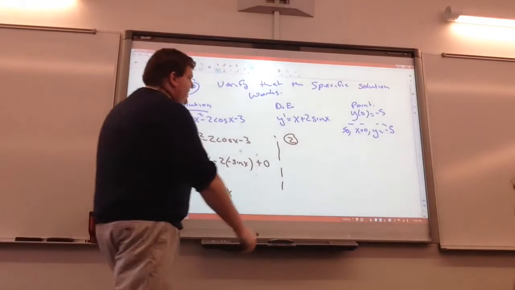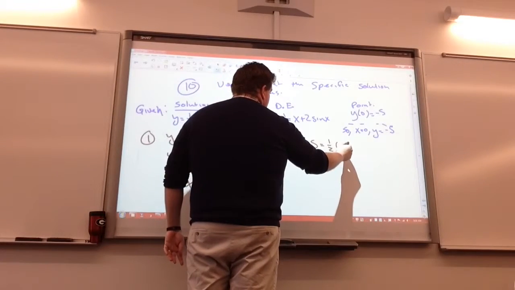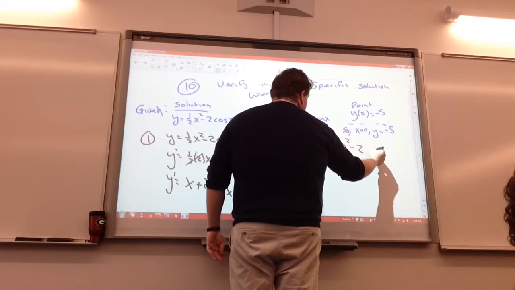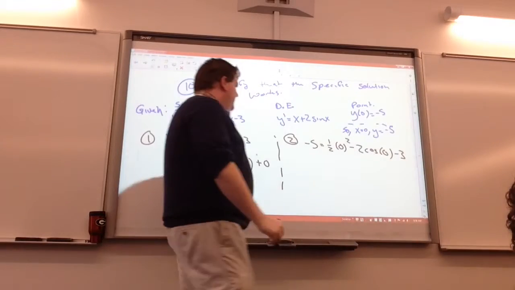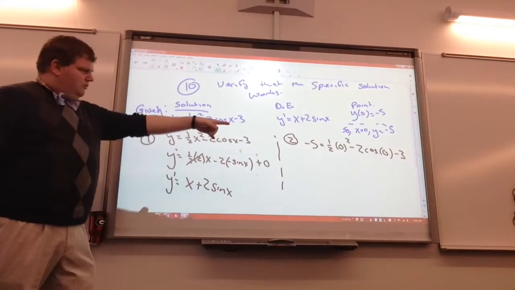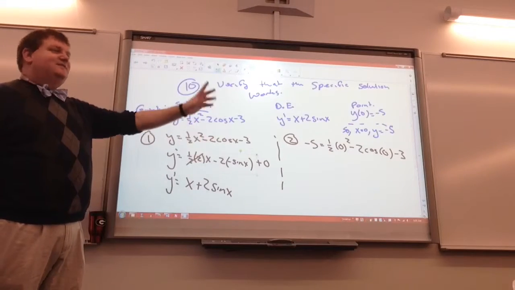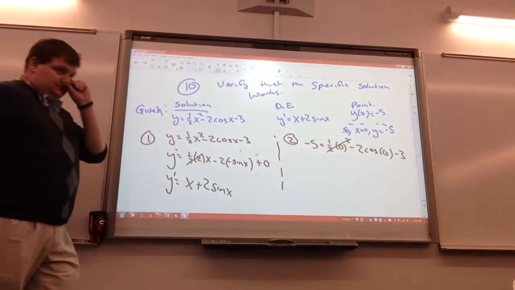So if we did that, we'd have negative 5 is equal to 1/2 0 squared minus 2 cosine of 0 minus 3. Okay? Well, 0 squared is 0, and 0 times 1/2 is 0. So that goes away. Can you put all that into the original?